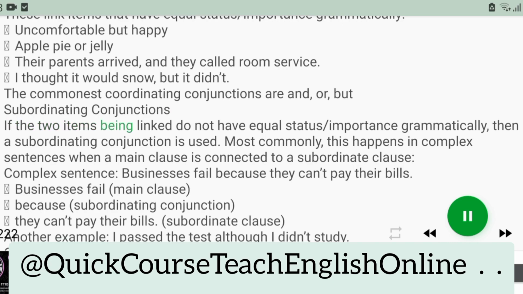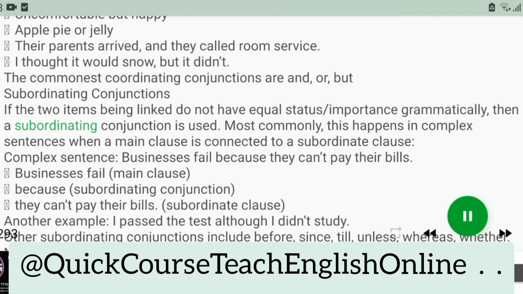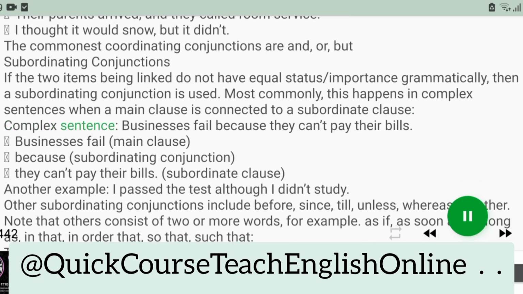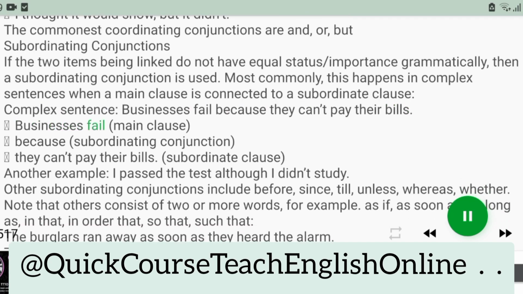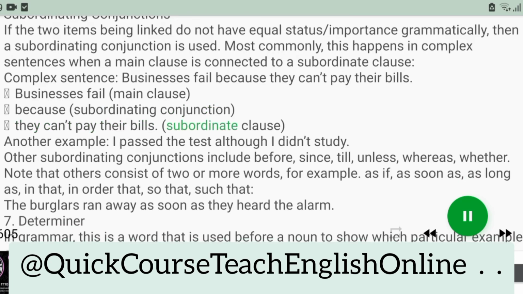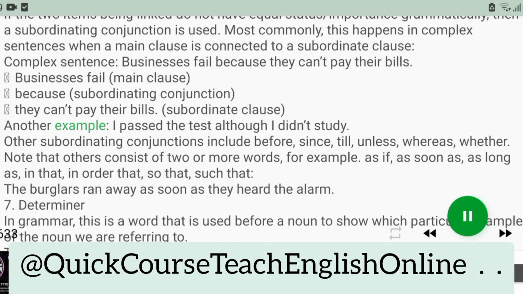If the two items being linked do not have equal status, importance grammatically, then a subordinating conjunction is used. Most commonly, this happens in complex sentences when a main clause is connected to a subordinate clause. Complex sentence: businesses fail because they can't pay their bills. Businesses fail, main clause. Because, subordinating conjunction. They can't pay their bills. Subordinate clause. Another example: I passed the test although I didn't study.